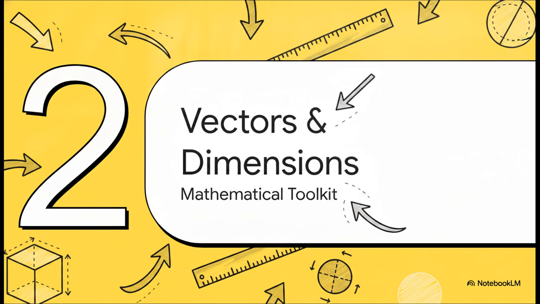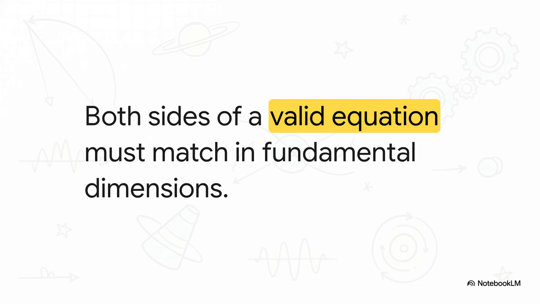Moving right along, Section 2, Vectors and Dimensional Analysis. Before we even think about plugging numbers into a calculator, we use the principle of dimensional homogeneity. It's really just a formal way of saying that in any valid physics equation, both sides have to match perfectly in their fundamental dimensions. Look at the classic kinematic equation: final velocity squared equals initial velocity squared plus 2 times acceleration times distance. If you break all that down, both the left and the right sides boil down to dimensions of length squared over time squared. Seriously, dimensional analysis is going to be your absolute best friend for checking equation consistency during a stressful exam. If those dimensions don't match, you've definitely made an algebra mistake somewhere.